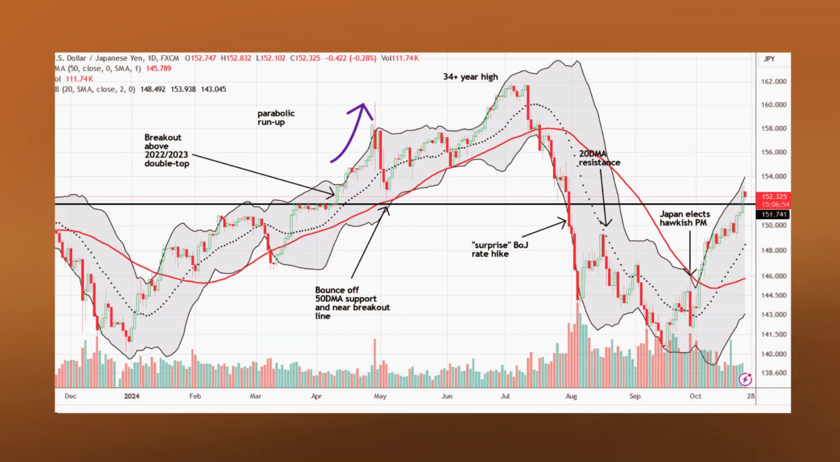Second, we learned that breaks below the 50 DMA, like the one we saw in June, can warn us about potential bearish momentum. Especially when we see other bearish signals too.